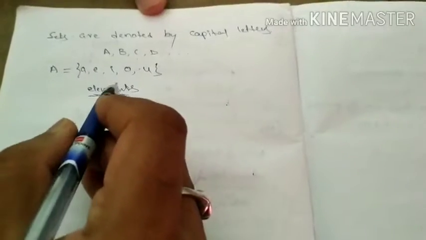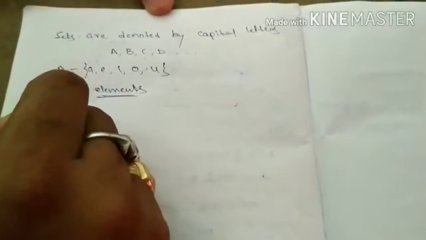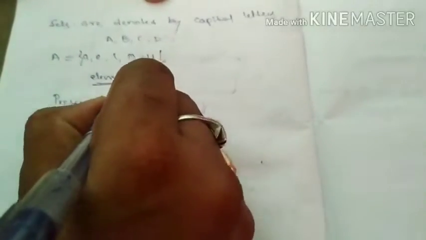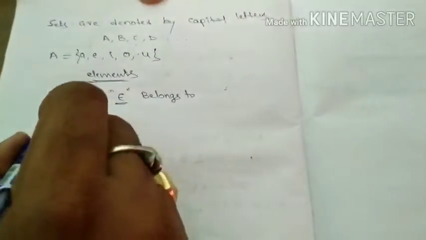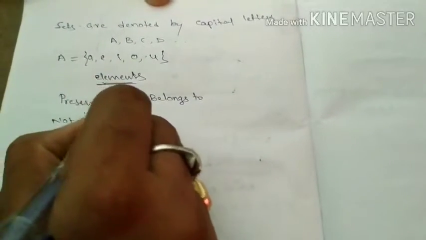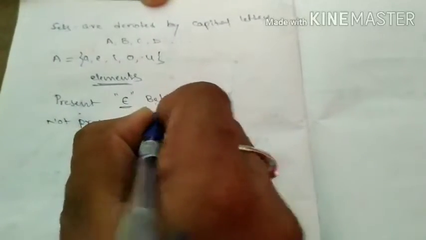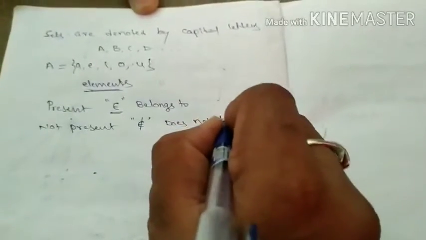Okay, whether an element is present in the set or not, how to represent that? If the element is present in the set, we use this symbol, it is read as belongs to. If the element is not present in the set, we use the symbol read as does not belong to.